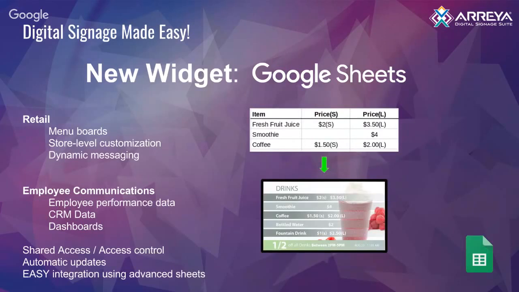On that note, we've also included Google Sheets integration. This allows us to take data from a Google Sheet and embed it into a sign. A great example of this is for menu boards or anything that might display dynamic pricing. This allows the end user to update the pricing on a Google Sheet that is automatically fed to the signage.